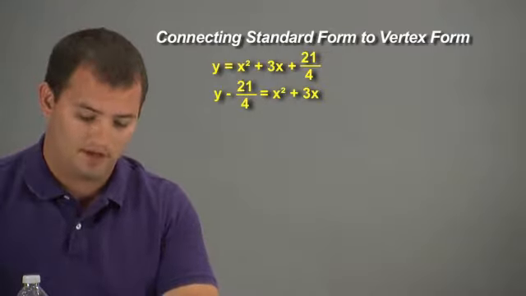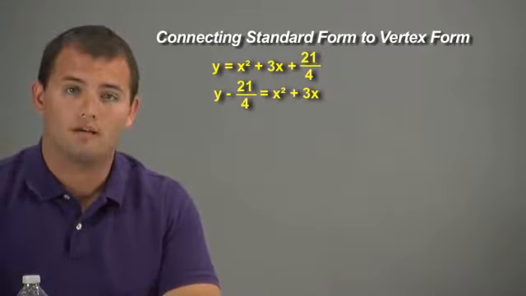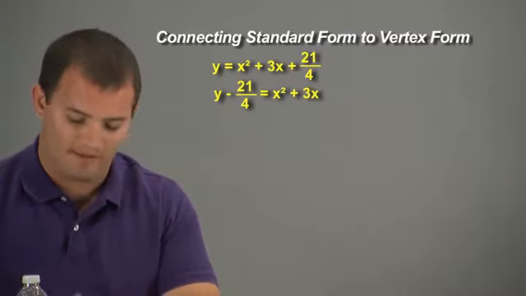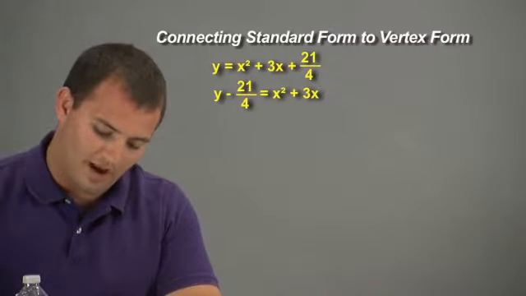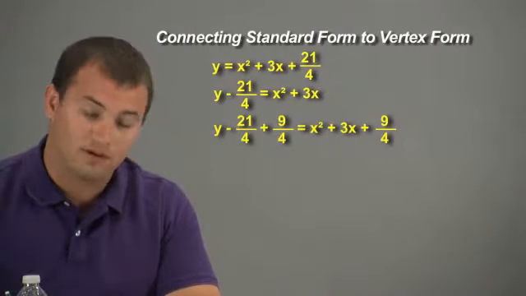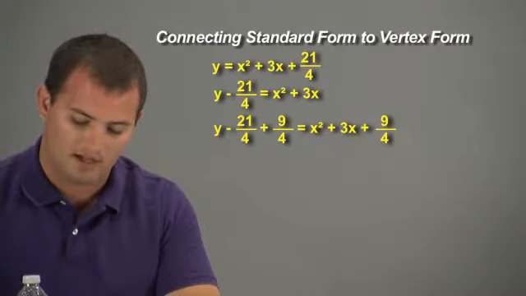Our second step, take half of 3, which is 3 halves, square it, and then add it to both sides. 3 halves squared is 9 divided by 4. So our equation will now become y minus 21 divided by 4 plus 9 divided by 4 is equal to x squared plus 3x plus 9 divided by 4.